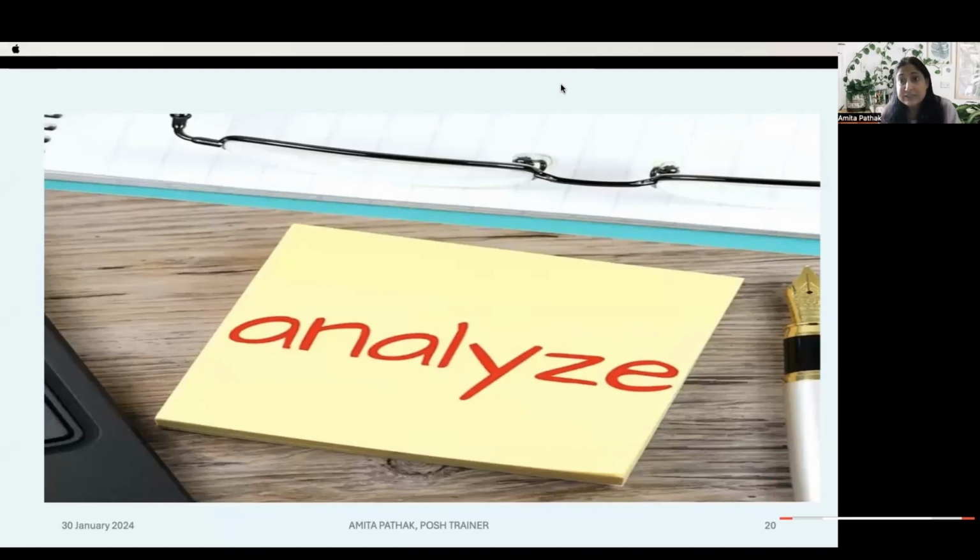Dear friends, as we have gone through the POSH Act, types of sexual harassment and behavior, and we just understood the redressal system, let us analyze various situations and scenarios in which sexual harassment occurs, and you have to identify the type of sexual harassment.